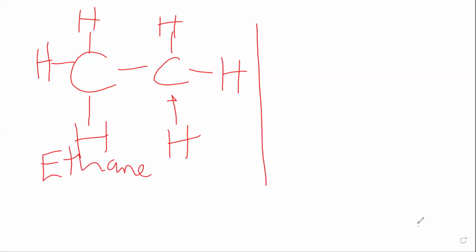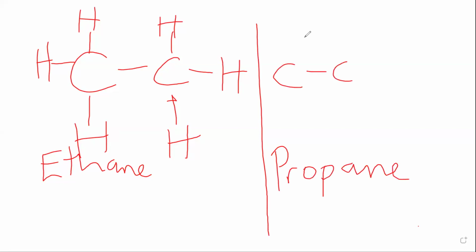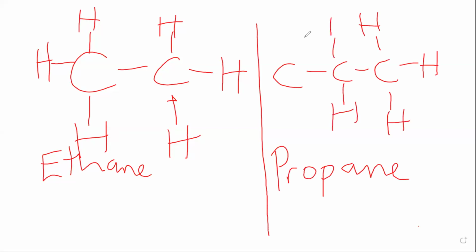Then what is the name of the alkane that has three carbon atoms? Who remembers? Propane. Thank you. So we have propane. It has three carbon atoms. So that means we'll have hydrogen and hydrogen, then hydrogen this side, hydrogen this side.